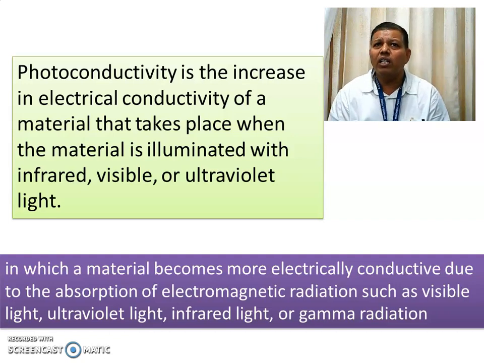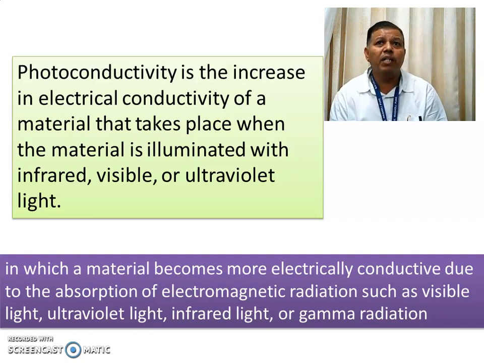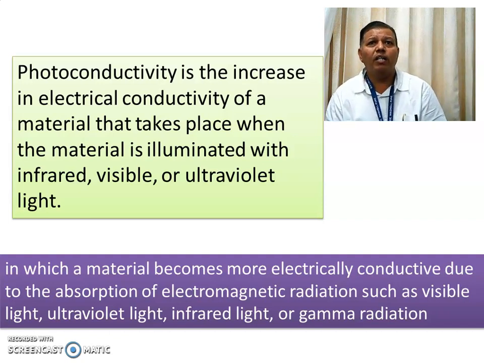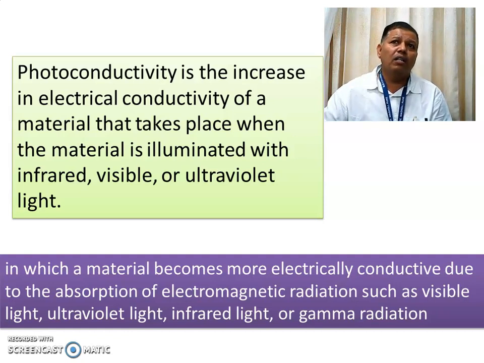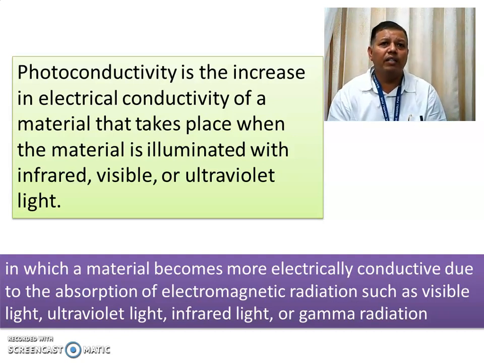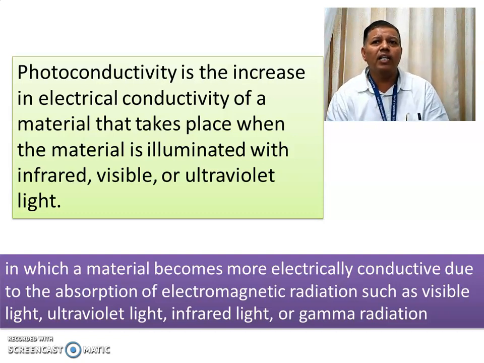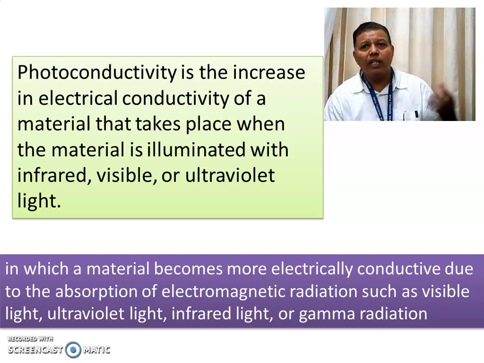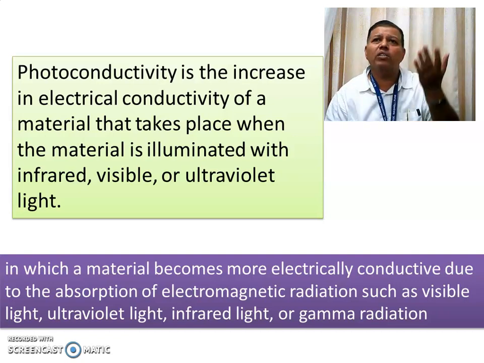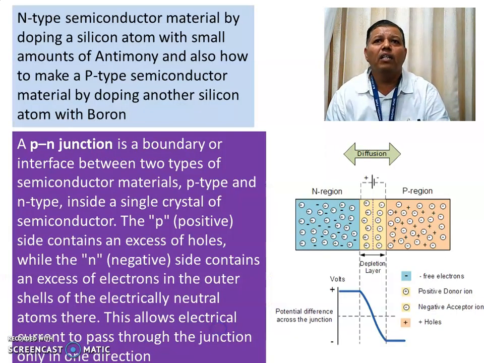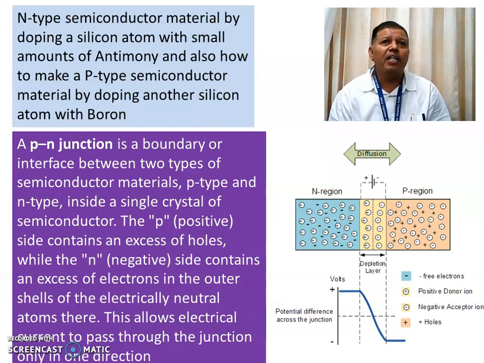Now photoconductivity is an increase in the electrical conductivity of the material that takes place when the material is illuminated with infrared, visible and ultraviolet light. When light falls on the material, it immediately starts the transformation of the electrons, and we get conductivity. The material becomes more electrically conductive due to the absorption of electromagnetic radiation, such as visible light or ultraviolet. When light falls on the material, it absorbs, energy is increased, and the electrons start to move from one place to another place.